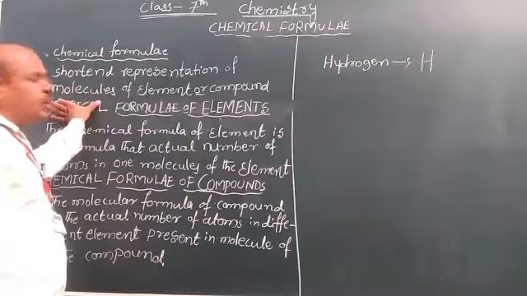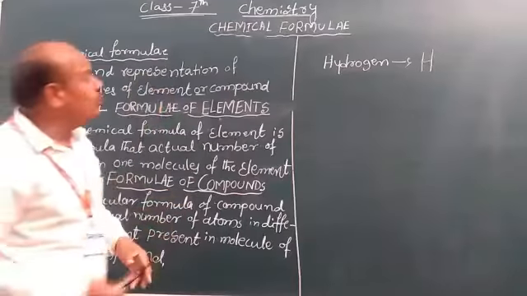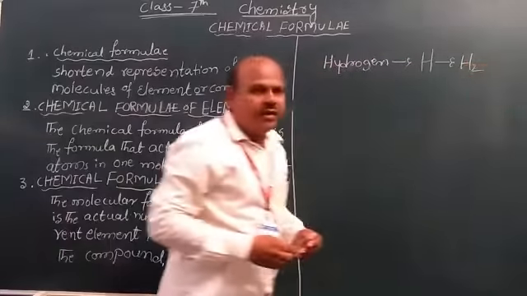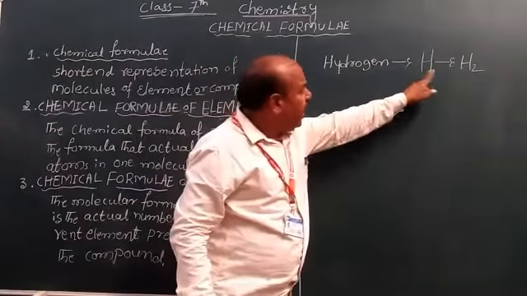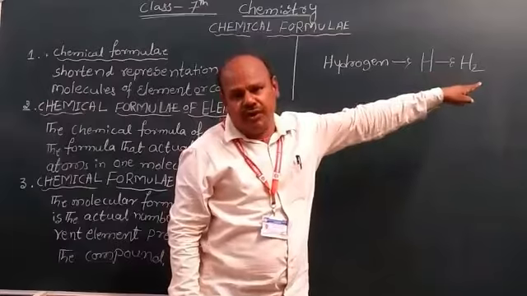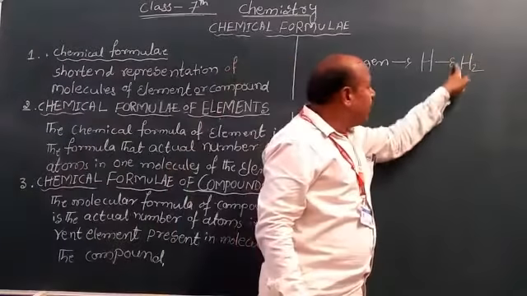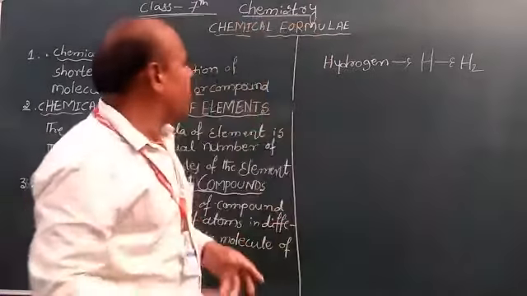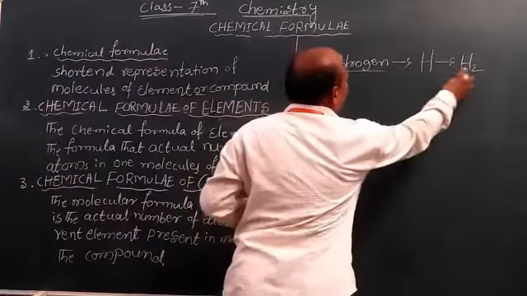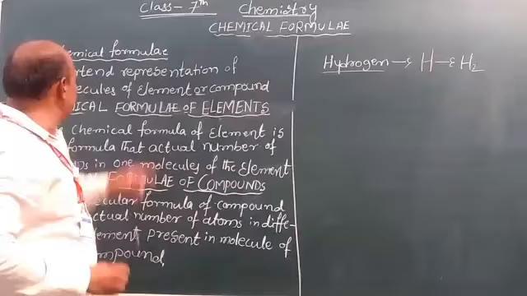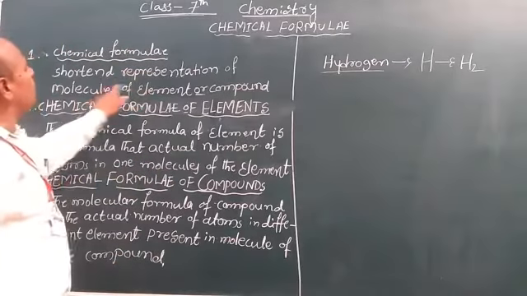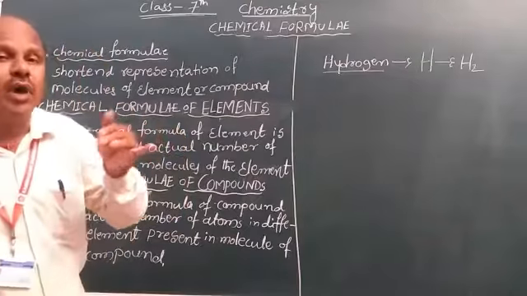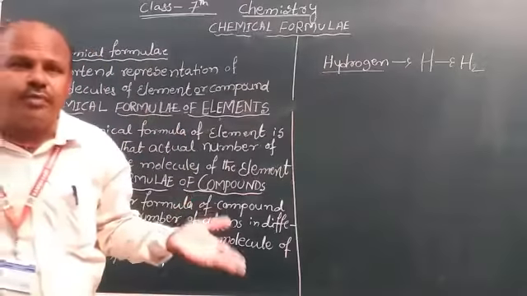Here they use the molecules of the element. Molecules means here H2. H is the symbol of hydrogen and H2 is the formula of hydrogen, because one molecule of hydrogen contains two atoms. Therefore, the formula of hydrogen is H2. In a chemical formula of a molecule of an element or compound, how many atoms are present, and how many different atoms are present?